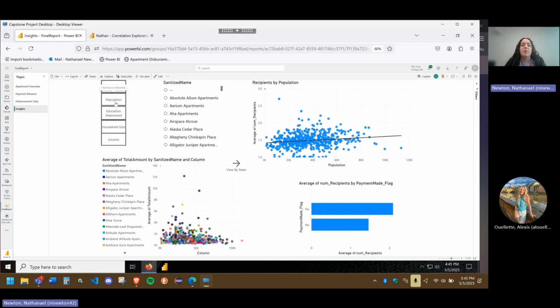Hello, this is Catherine. Here we have insights for population. The top right graph shows the population against the average number of recipients. The line shows a small positive correlation between the two variables. On the bottom left, we have the population against the average total amount of the disbursements for each apartment complex. This was created to show a lack of correlation. The bottom right visualization shows that payments are less likely to be made if the number of recipients is higher. That's all for population insights.